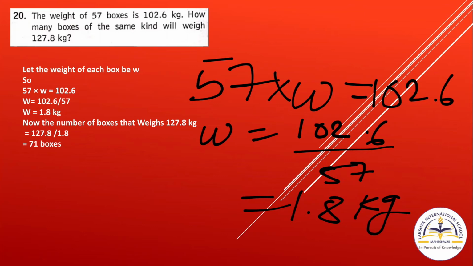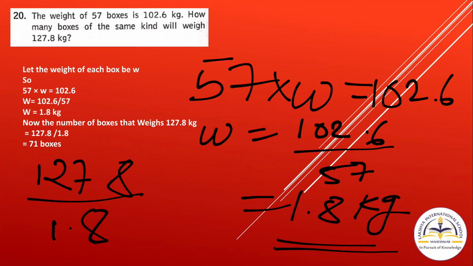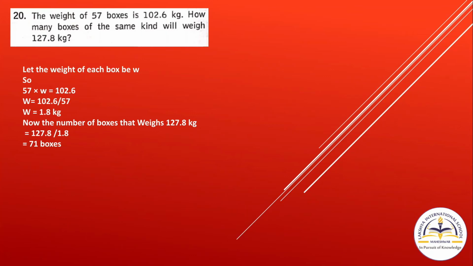Now the number of boxes that weigh 127.8 kilograms. So we have to divide 127.8 by this answer, that is 1.8. Now you have to solve this and then you will get the answer, that is 71. These are the number of boxes of the same kind that will weigh 127.8 kilograms.